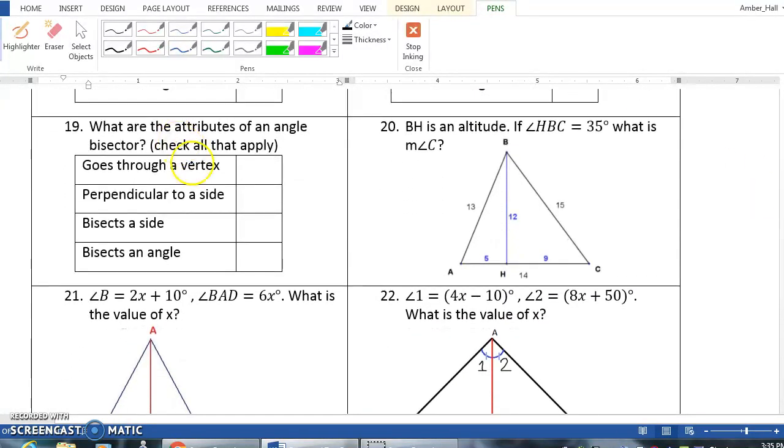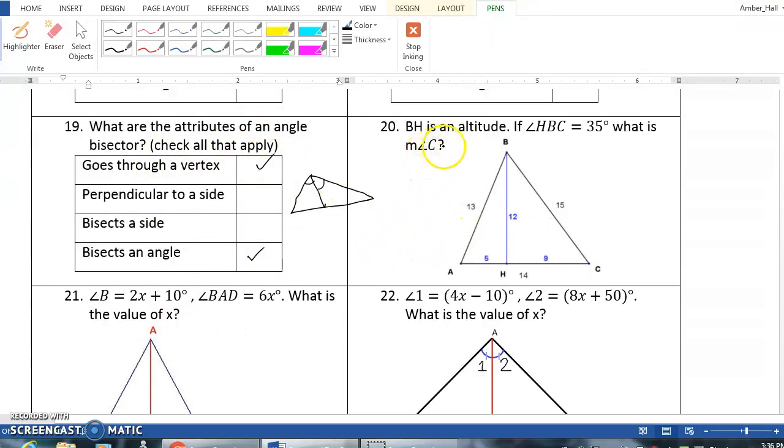Number 19. What are the attributes of an angle bisector? Draw another one. Again, you can reference the previous questions to see a different drawing. Does it go through a vertex? Yes. Is it perpendicular to a side? No. Does it bisect a side? No. Does it bisect an angle? Yes, that's what its name is. So those are the attributes of an angle bisector.